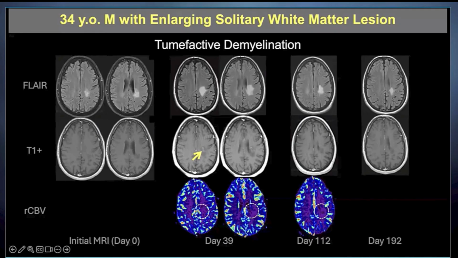And due to the rapid growth and contrast enhancement development, there was some concern that this might represent aggressive progression associated with a tumor. But biopsy was withheld given that there was an absence of CBV elevation. And in fact, over time, the FLAIR hyperintense white matter lesion shrunk in volume. The contrast enhancement went away, and this proved to be an example of tumefactive demyelination. So again, this is a case where the analysis of the perfusion CBV maps was helpful for allaying some fear that we might be dealing with a high-grade tumor.